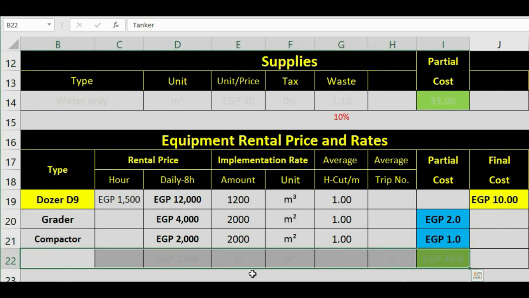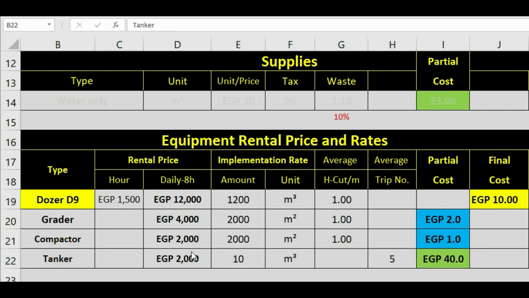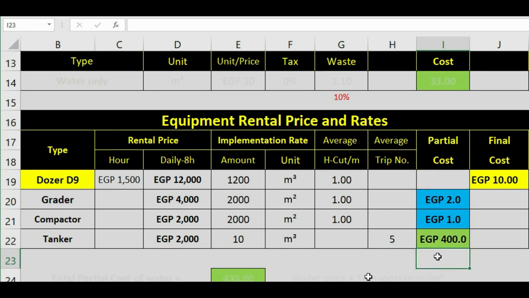We also need to know the cost of water transportation by tanker. If the daily rent of the tanker carrying water from its source is 2,000 Egyptian pounds, and the capacity of this tanker is 10 cubic meters, and from the inspection study of the distance between the source and the site work, the engineers estimate that the number of trips can be from, for example, 4 to 6, which means the average is 5 trips. If we divide 2,000 Egyptian pounds, the daily rent of the tanker, over the trips, each trip costs 400 Egyptian pounds.